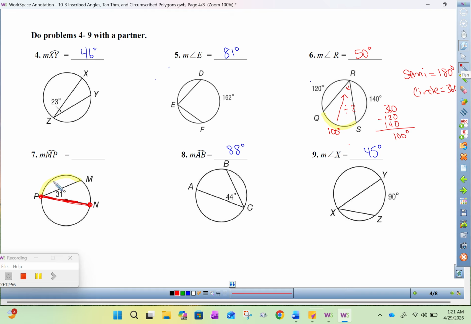So with this one, we know from what we've been talking about today that across from this 31, I can double it to get the arc measure of 62 degrees. And then a semicircle from one endpoint to another endpoint on the diameter is 180. So that means I can take 180 degrees minus that 62 degrees to come up with my answer for this one, which is 118. Okay, so a little bit of thinking for those 2.